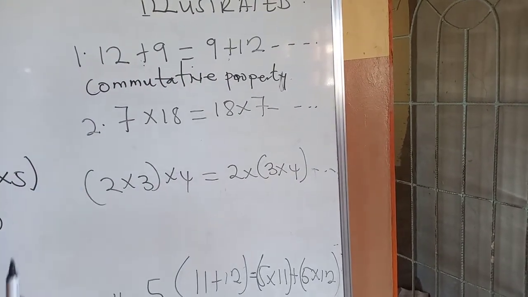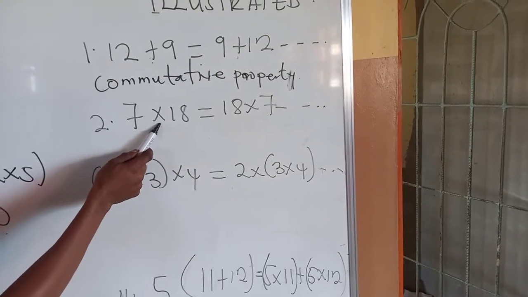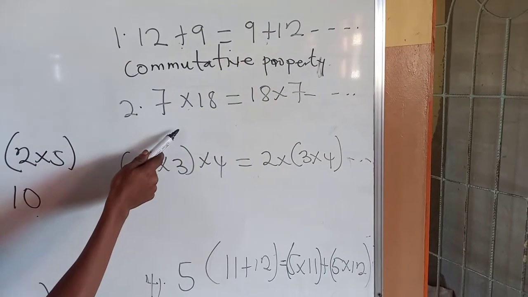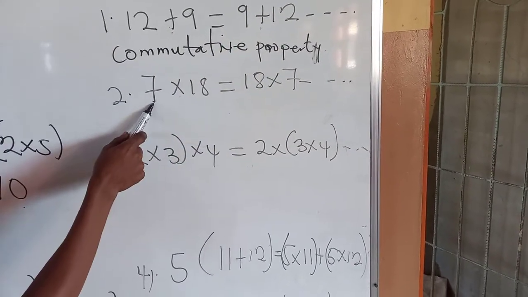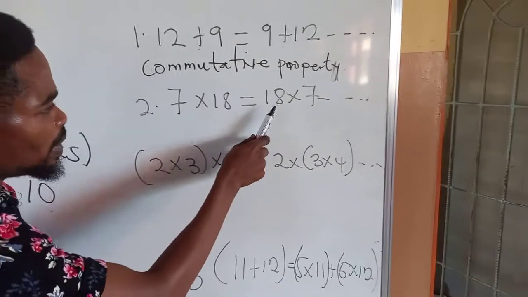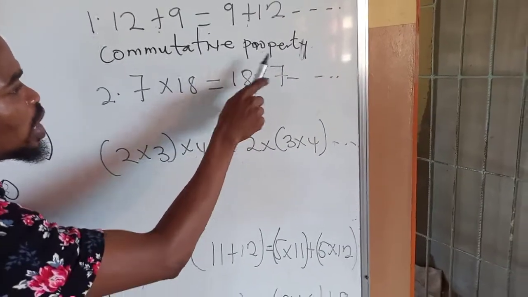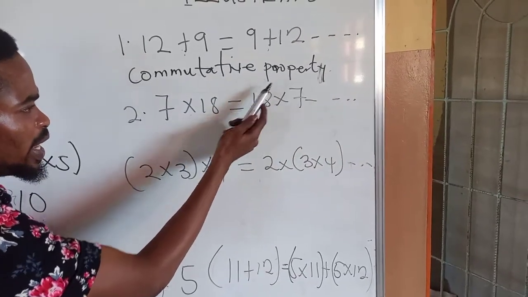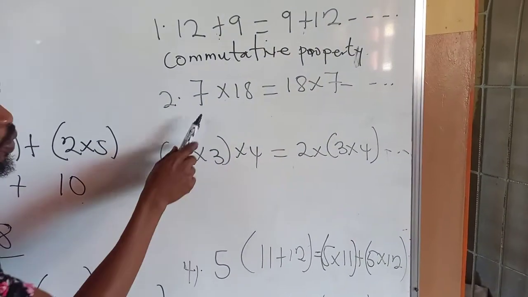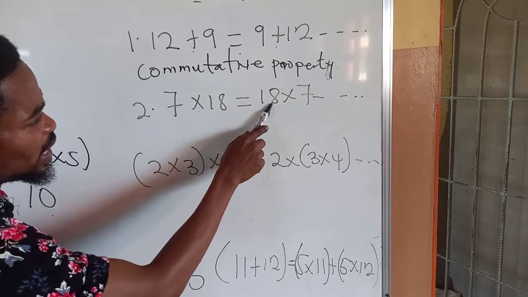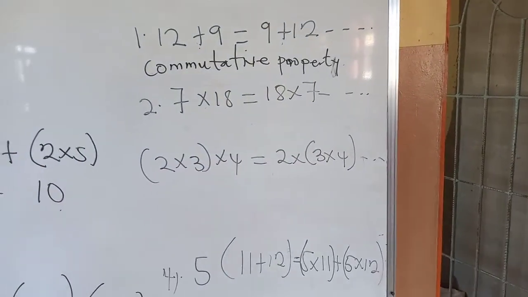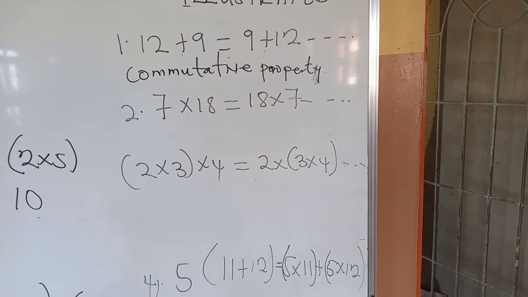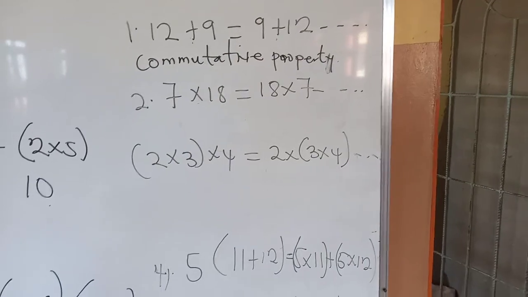Now let's move on to the next one. What is here? Multiplication. What is also here? Multiplication. What happens here? The numbers have changed. 7 is here, 18 is here, but 7 has changed, has taken the place of 18, and 18 has also taken the place of 7. So there is a change in one number. So we have 7 times 18 and 18 times what? 7. So which property is here? Commutative property of multiplication. Commutative property of multiplication.